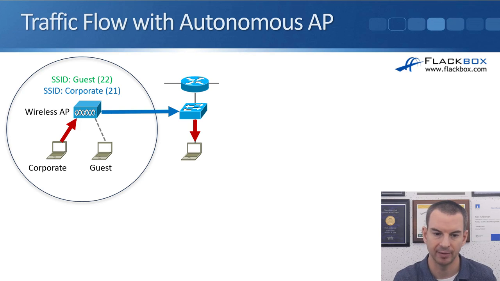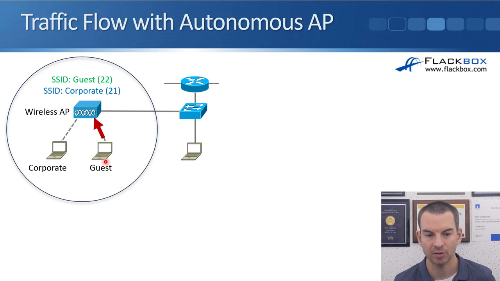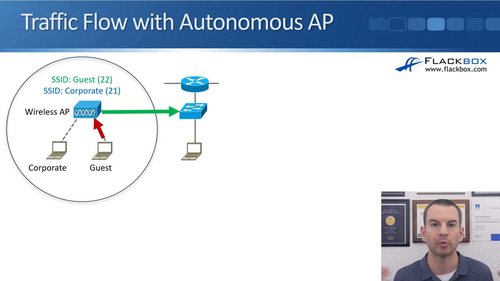Then let's say that the laptop, which is connected into the guest WLAN, sends in a frame to the wireless AP. Well, in that case, the wireless AP knows it's coming in on the guest WLAN, which is associated with the guest VLAN. So it will tag it with the guest VLAN and send it on to the upstream switch. And again, the upstream switch will forward that as it would any other packet.